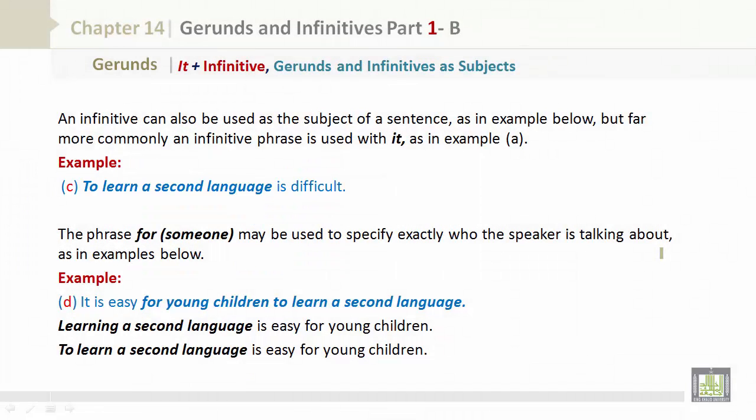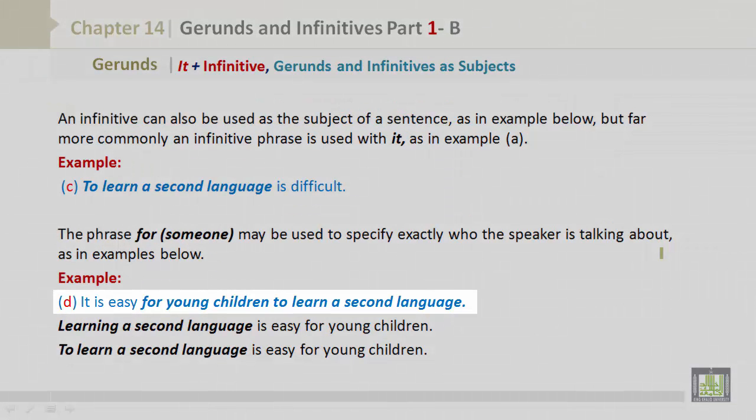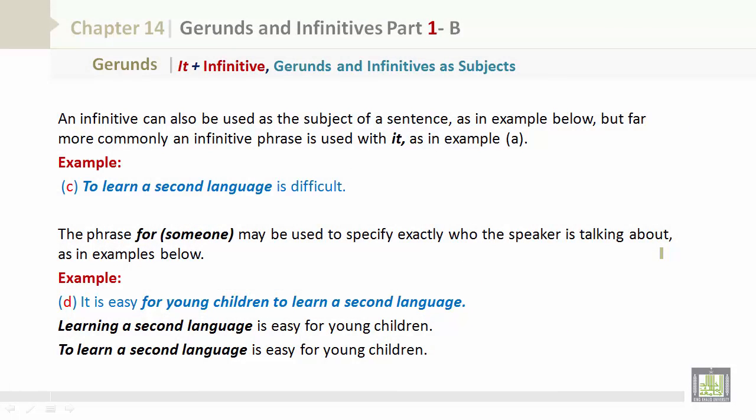The phrase for someone may be used to specify exactly who the speaker is talking about, as in the examples below. For example, it is easy for young children to learn a second language. Learning a second language is easy for young children. To learn a second language is easy for young children.